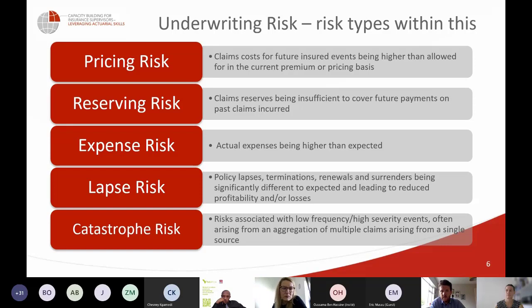So every year, a good insurer will be looking at the lapse experience and surrenders. They'll be seeing what types of policies are lapsing. Are they very new policies? Are they old policies? What's the profile of those people who are lapsing? And then they look at how that's performed in the past, and then they'll make an assumption going forward as to what will be the future lapses. Catastrophe risk, we've covered that already.